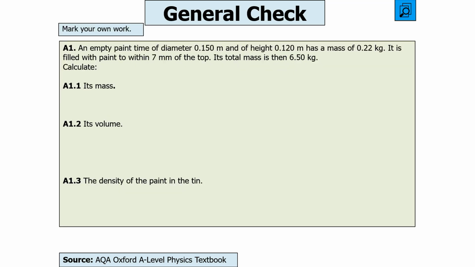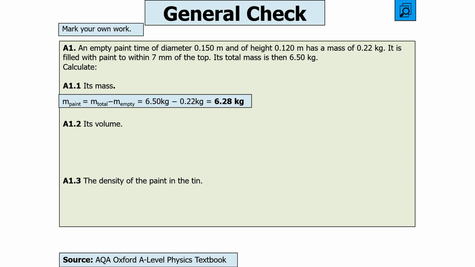Right, so when you're answering this question, you've got to think about how you work out the total mass. The mass of the paint is going to be the total mass minus the mass of the empty can, because that's obviously the mass of what the can would be. So the mass of the paint is the difference between the two: 6.50 minus 0.22 is 6.28 kilograms.